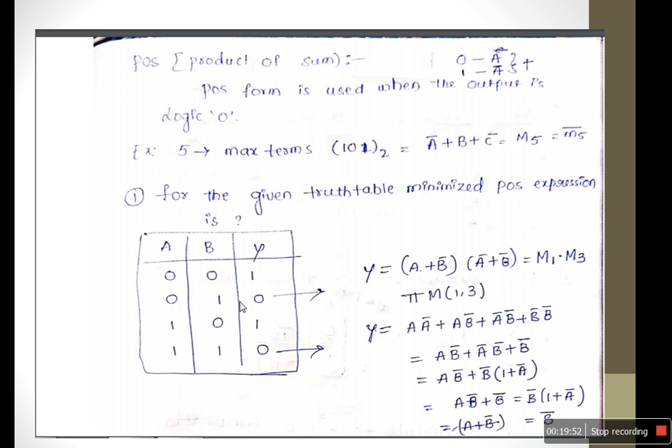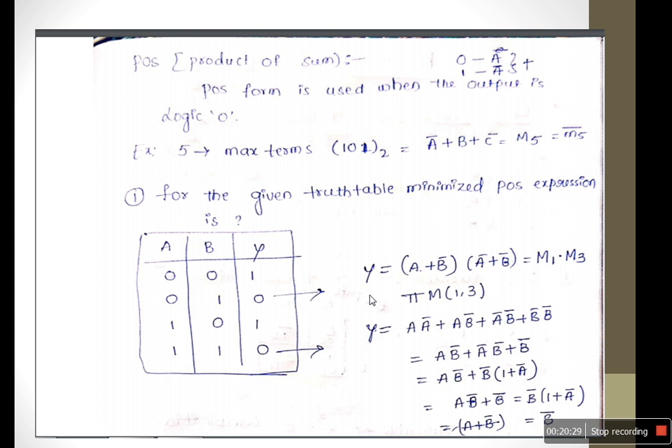So when A is 0, B is 1, the output is 0. When A is 1, B is 1, the output is 0. So you have to consider these two terms only. A is 0 means A, B is 1 means B bar, so A plus B bar is one term. And here A is 1, B is 1, that means A bar plus B bar is one term. In SOP the terms are called min terms, in POS the terms are called max terms. So this is the first term M1 and this is the third term M3.